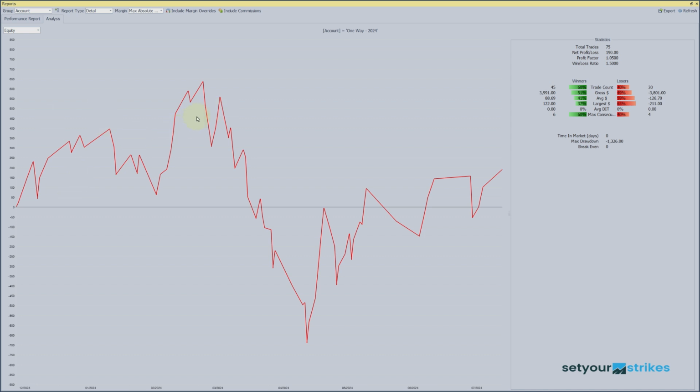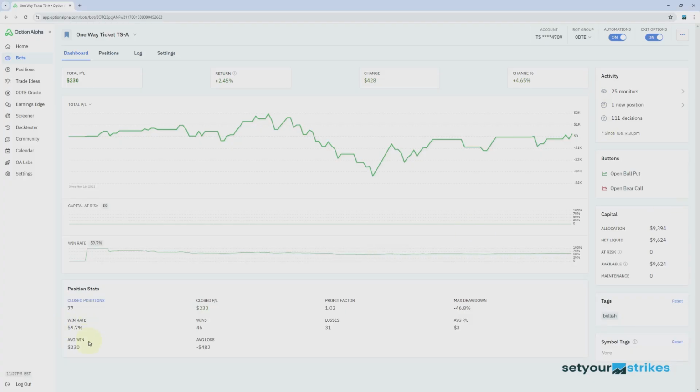Again, it looks mostly the same. The win rate here is 60%, and it's the same thing we're seeing here, 59.7.